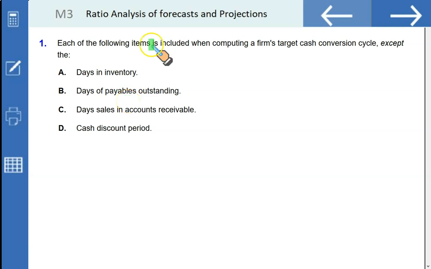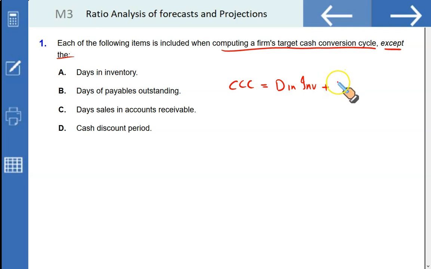Each of the following items is included when computing the firm's target cash conversion cycle, except... Now let me show you how we calculate the cash conversion cycle. Cash conversion cycle is equal to days in inventory plus days in accounts receivable, or in other words, the inventory turnover in days plus the accounts receivable turnover in days, minus the accounts payable turnover in days, sometimes called the days in payables outstanding.